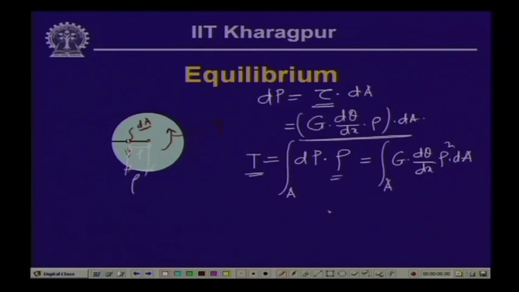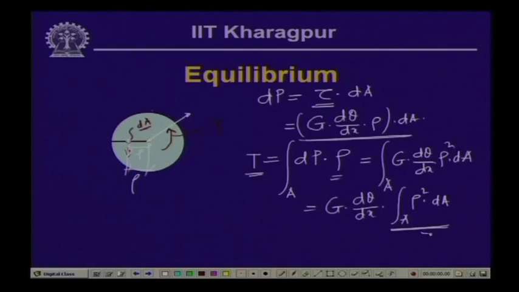Now, G d theta/dx being a constant parameter, let us take that out, and this is equal to integral over A rho square dA. Now, you can recognize this particular term, rho square dA, is the second moment of this smaller area with respect to the axis which is passing through the center of this particular cross section, and as we know this is nothing but the moment of inertia of this particular section about the axis which is passing through the center of this cross section, which is perpendicular to the plane of this cross section.